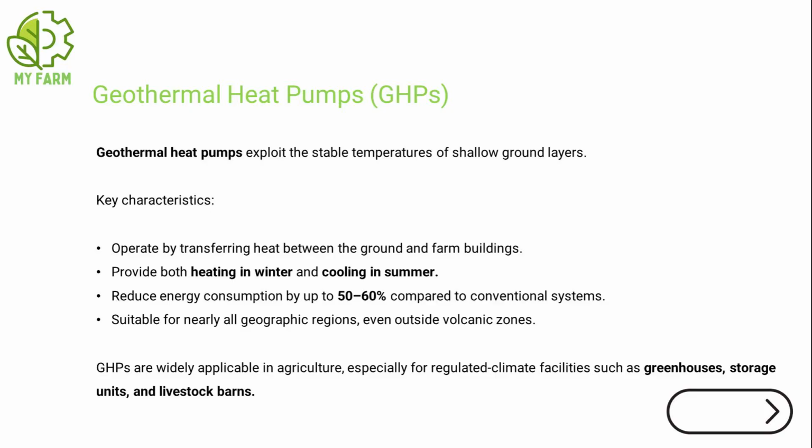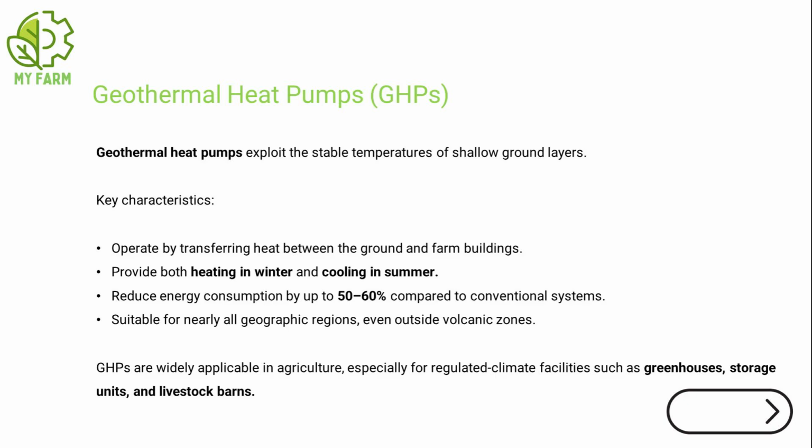Geothermal heat pumps represent a highly efficient option for farms located outside high-temperature geothermal zones. These systems use shallow ground loops to exchange heat between the earth and farm buildings. In winter, the system pulls heat from the ground and transfers it indoors. In summer, the cycle reverses: excess heat from buildings is transferred back into the ground.